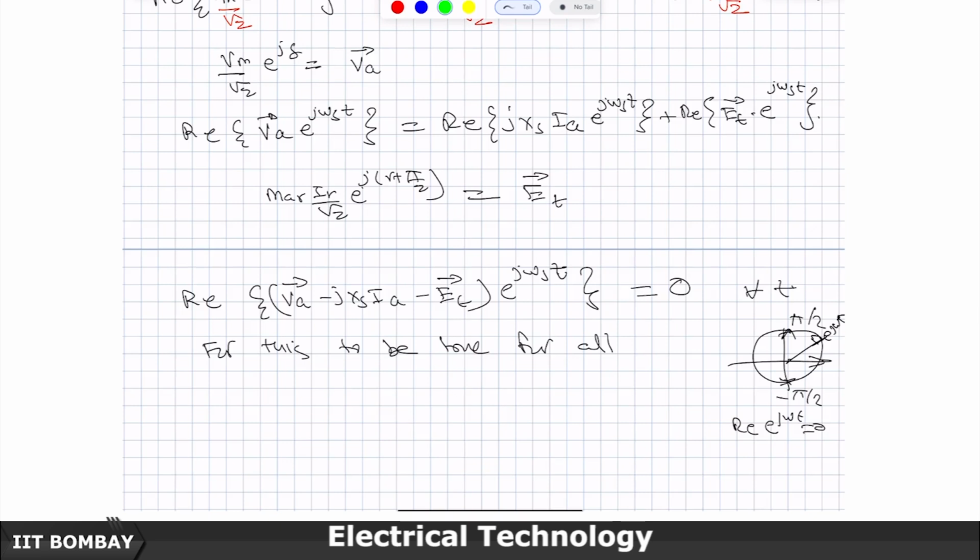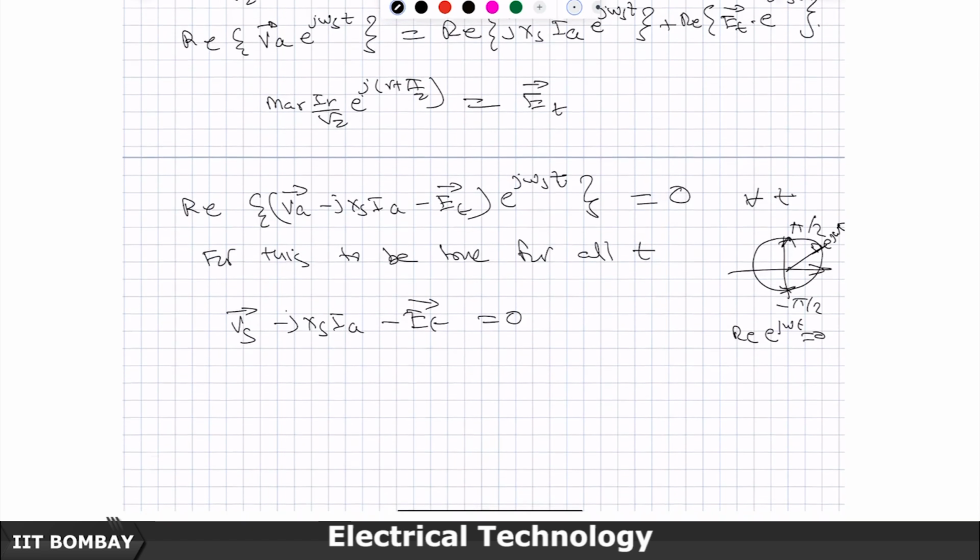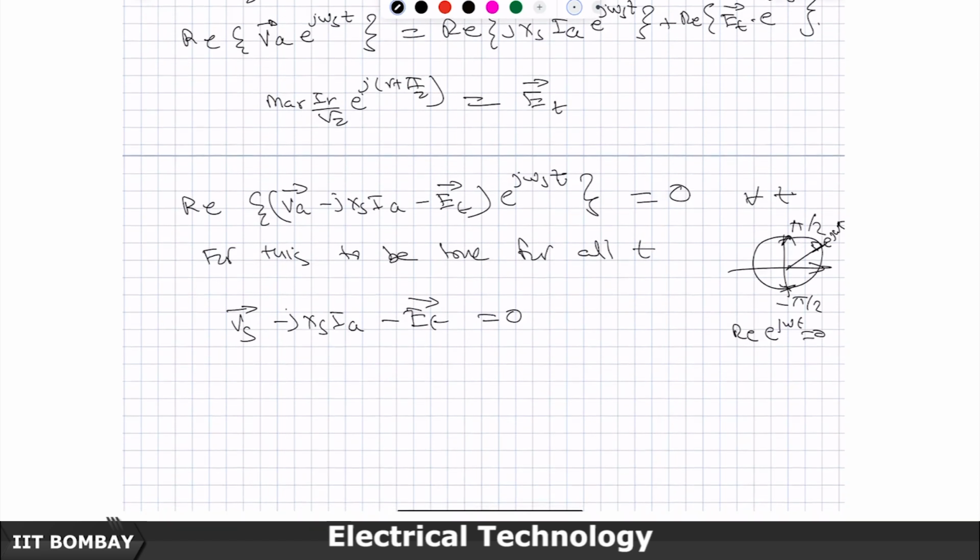So, this whole thing is true for all t. If it has to go to 0, then it means that this argument has to be equal to 0. In other words, even though this is a reference phasor, it should still be shown as I of a.